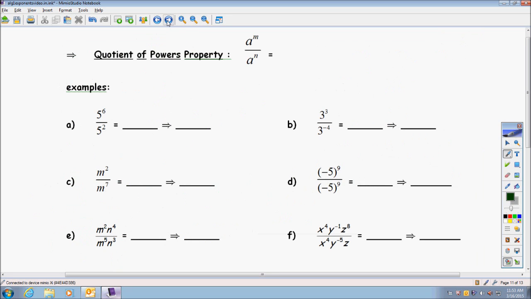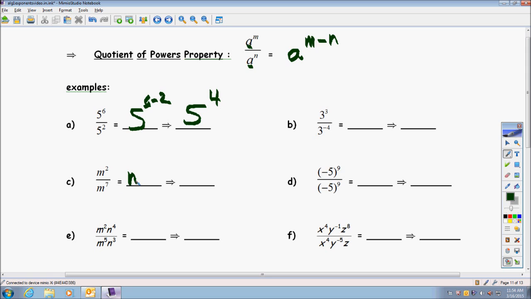Okay. Final property, the quotient of powers property, is basically the division property of exponents. Given the bases must be the same. The bases always have to be the same. So a to the m minus n. Always start on the top. Remember, the key here is you can't have any negative exponents. So it's going to become 5 to the 6 minus 2, which becomes 5 to the power of 4.